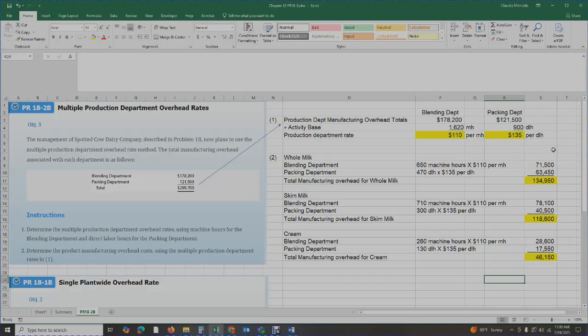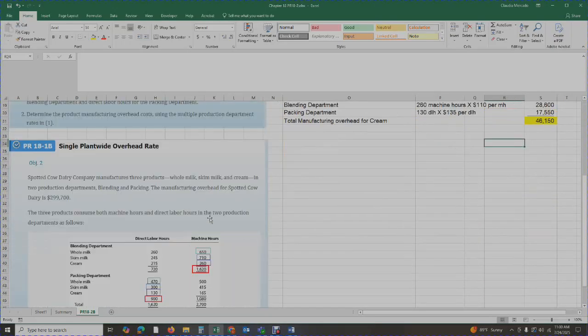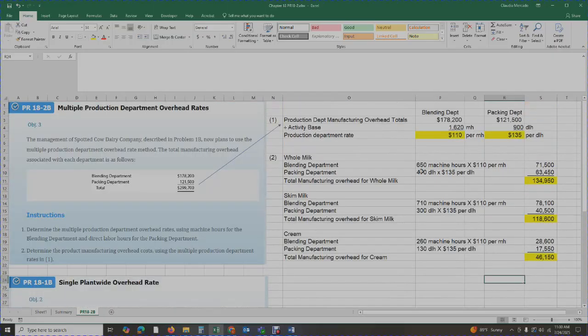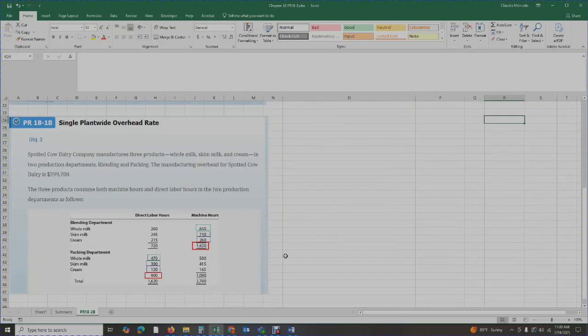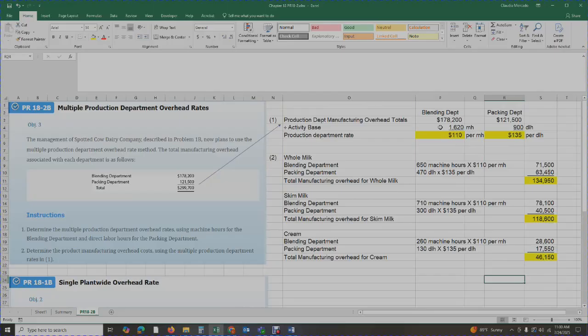Okay, the key here is to first calculate your production department rate. Once you have your production department rate calculated, you simply use those figures to run the numbers based on the actual driver, whatever it is, whether it be the allocation base of machine hours or direct labor hours in this particular instance. So the formula is the same for all three products. The only thing that changes is the actual machine hours or labor hours used for either the blending or the packing department. Okay, so this gives a more accurate distribution of the cost.